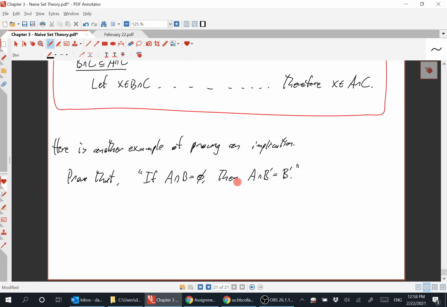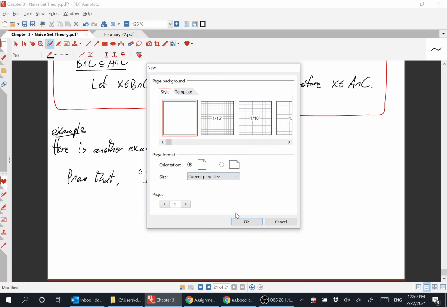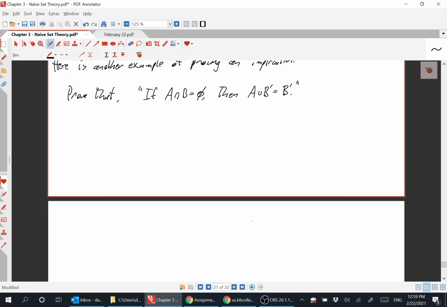Or A union B complement is equal to B complement. The intersection would be equal to A. Okay, so let's give a proof of this statement. Let's start with the direct proof.